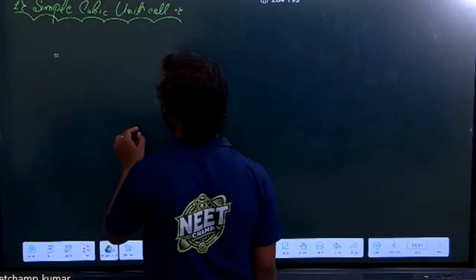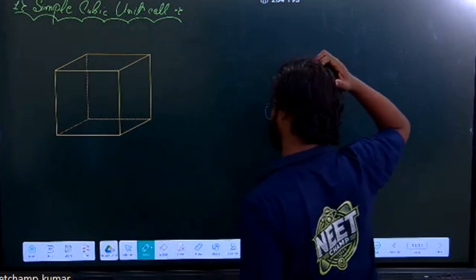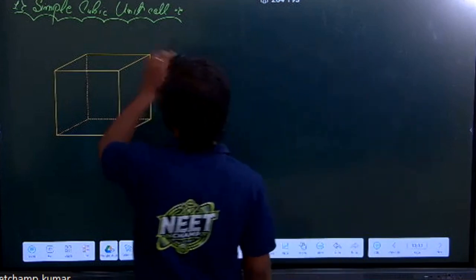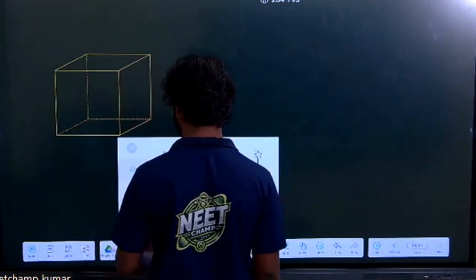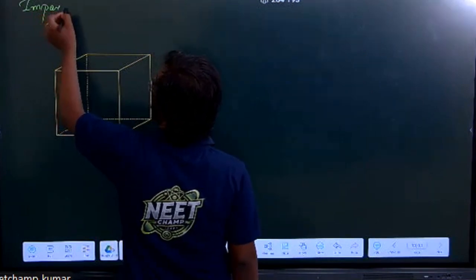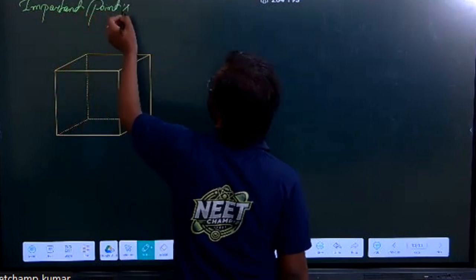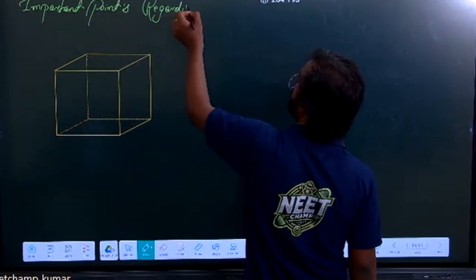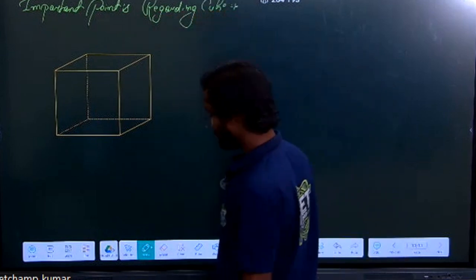Suppose this is my cube. First I would like to tell you some important points regarding the cube. For now, just remove this. You should know some important points about the cube. Important points regarding cube.